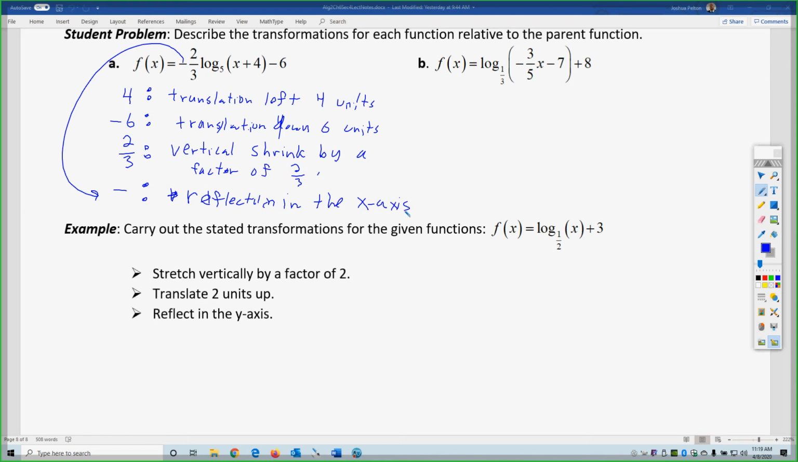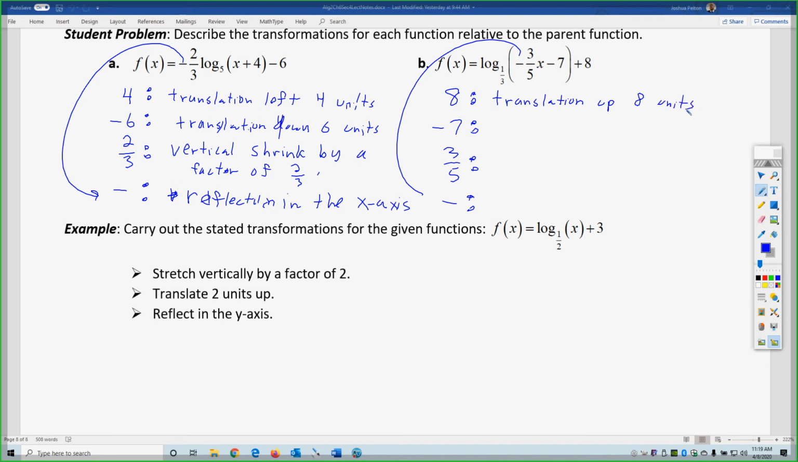Okay, so next we have a log base 1/3. So you notice the base is kind of irrelevant to all these logs because the transformations affect the log, whereas what the log is is the same way. So we have an 8, a -7, a 3/5, and a negative on the inside. And that's always a negative in the multiplier, the coefficient that does the reflecting, if you look back at the rule. So 8 on the outside is a translation or shift up 8 units.